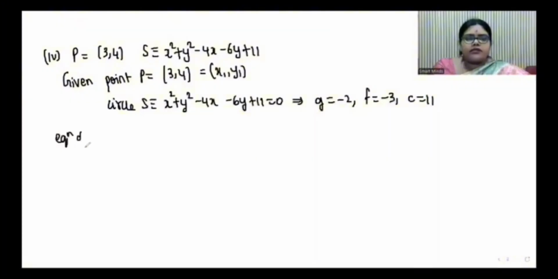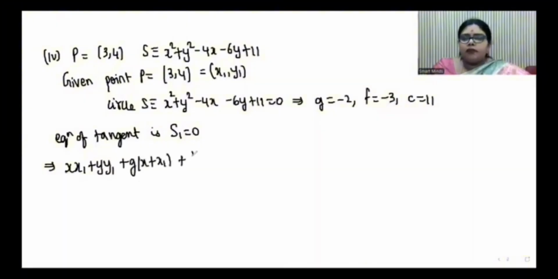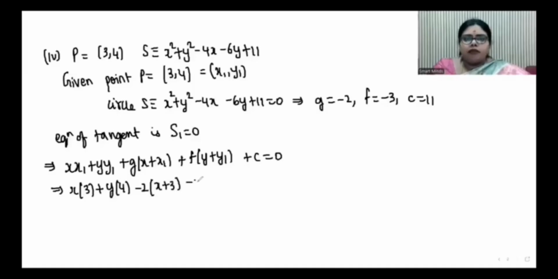Now let us see what the formula for the equation of tangent is. The equation of tangent is S1 is equal to 0. So what is S1 equal to 0? x x1 plus y y1 plus g into (x plus x1) plus f into (y plus y1) plus c is equal to 0. Now x into 3 plus y into 4 minus 2 into (x plus 3) minus 3 into (y plus 4) plus 11 is equal to 0.